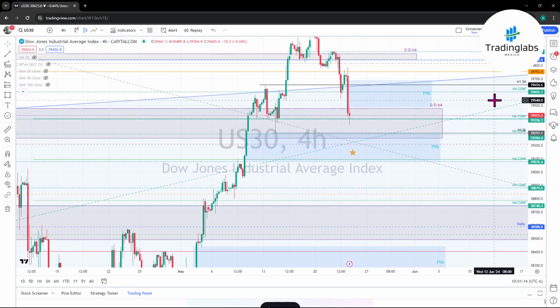Sorry, is this like demand? No, it's not. It's a fair value gap. How can I say? Is it like a sudden movement, strong green candles or strong red candles, something like that? I don't understand what you're saying. No. Fair value gap. It's a gap in the market.